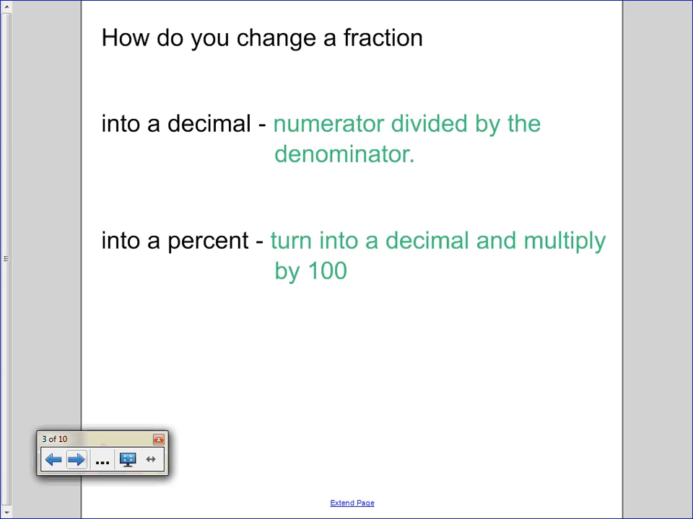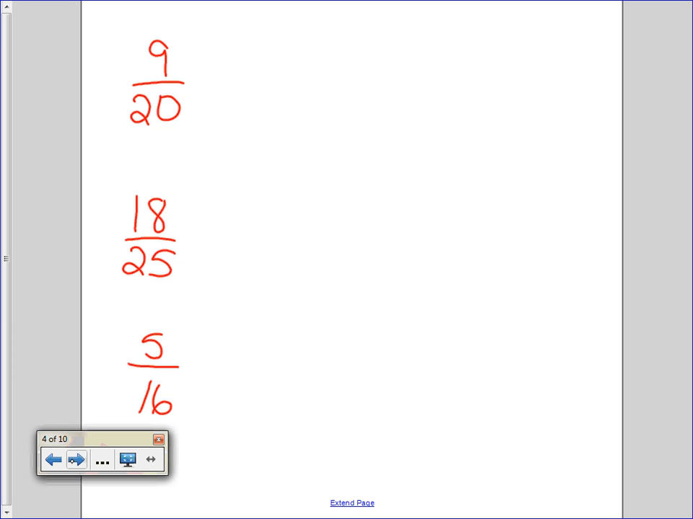How do you change a fraction is how we're going to start. In order to change it into a decimal, you are going to take the numerator and divide it by the denominator. To change that fraction into a percent, you're going to turn it into a decimal and then multiply by 100. So let's do a couple of examples.